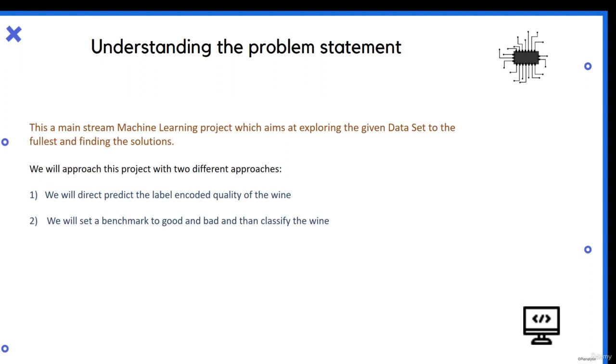Then in the next approach, we'll try to benchmark the results. Let's say if the wine is greater than this quantity, then it is a good wine. Then we'll try to classify the wine into good or bad. Then we'll observe the accuracy of our results. So these are the two different approaches.